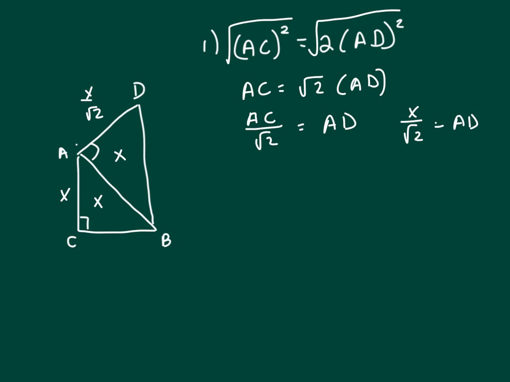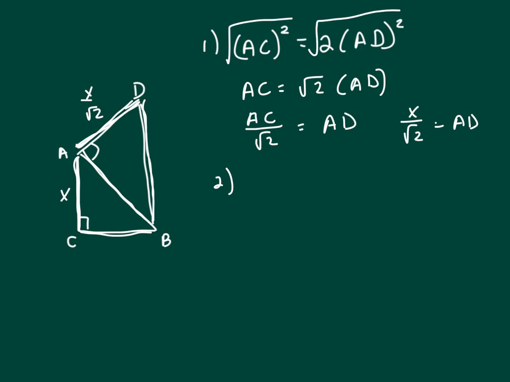I got too many X's in here. Let me erase this since we know what we're trying to find. Well, of course, area is 1/2 base times height. So we know the height of this triangle is X, and the height of this triangle here is X over square root 2, and that just tells me that AD, that side, is smaller than AC, but I don't know anything at all about these other legs. So clue 1 doesn't help me.